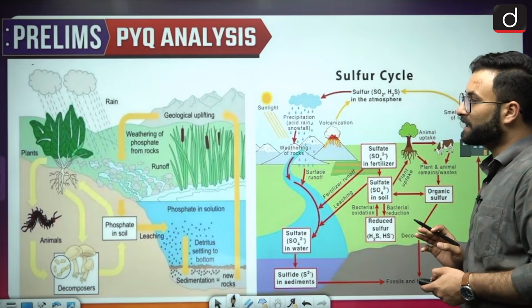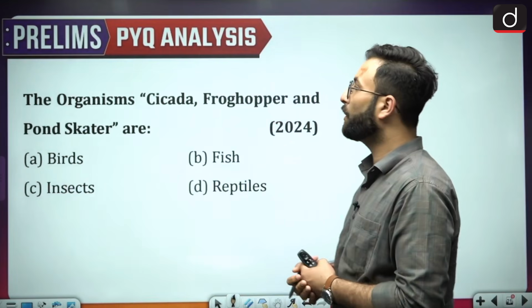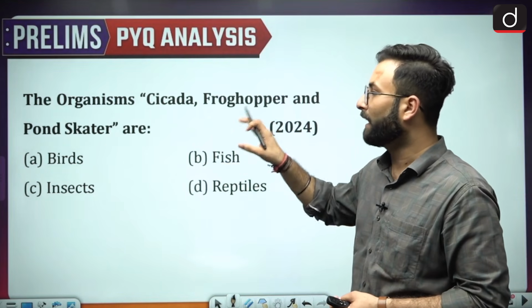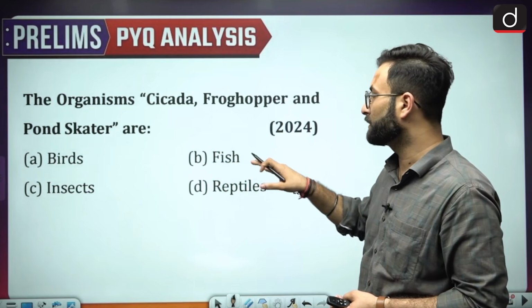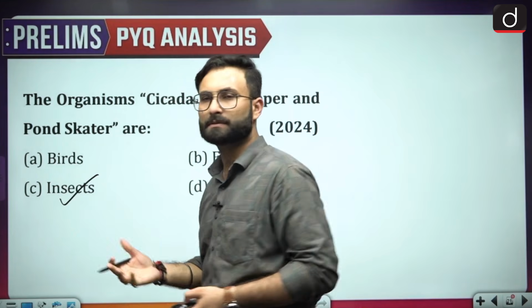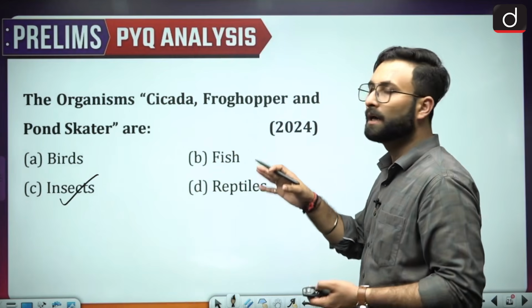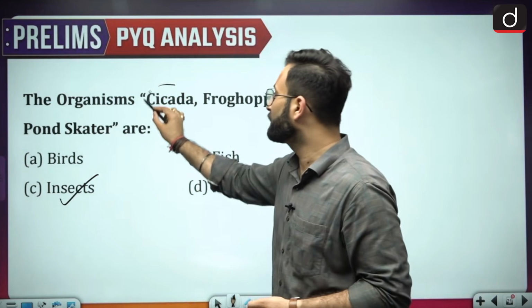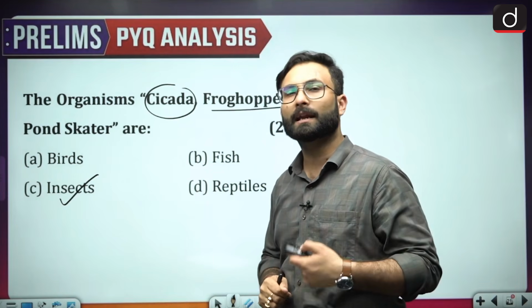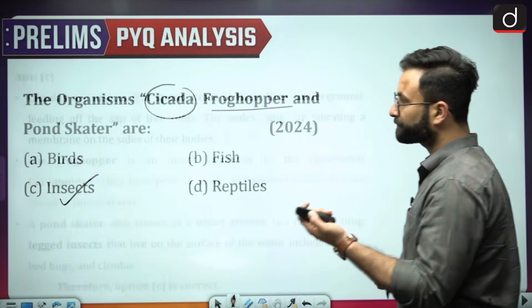Okay, now let's move further to the next one, that is the organism. Cicada, frog hopper, and the pond skater: are they birds, fish, insects, or reptiles? Okay, so these are insects basically. If you have heard about these names, well and good. Otherwise, now onwards, please note that these are insects. You should go through the names of a few insects which are again and again in the news.